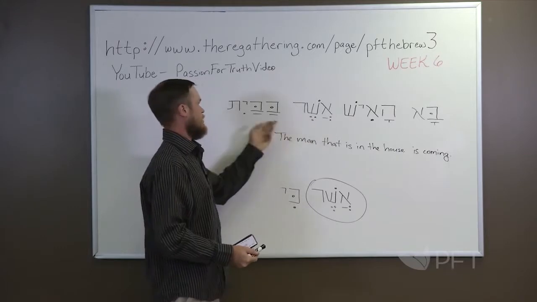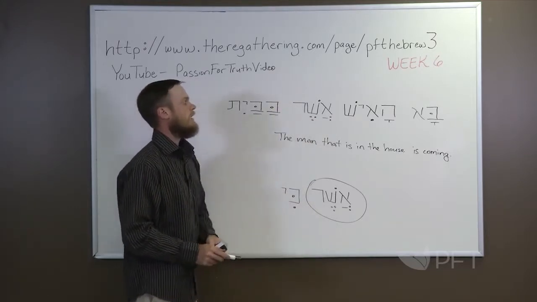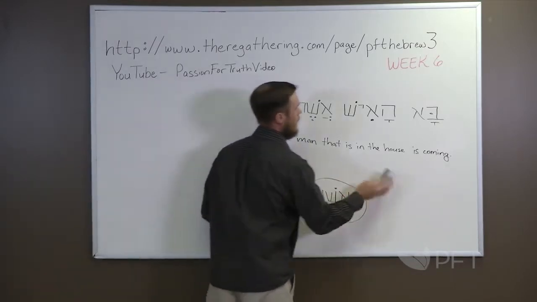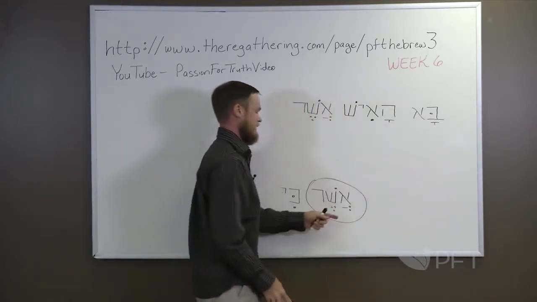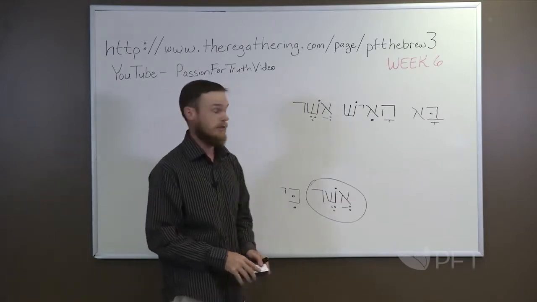So this can introduce an adjective, it can introduce a prepositional phrase, it can introduce a verb. It can introduce something that is masculine, feminine, singular, or plural. Its form does not change. The form of conjunctions does not change, just like prepositions.